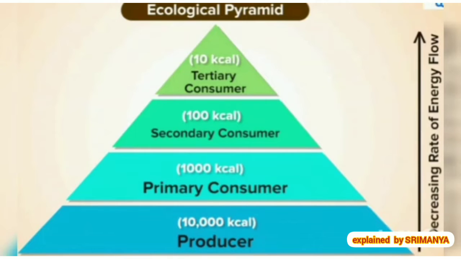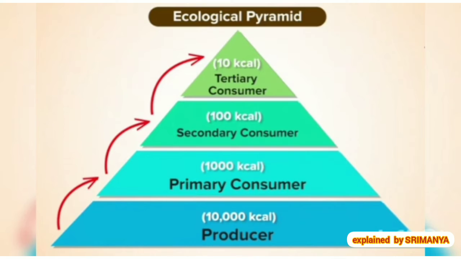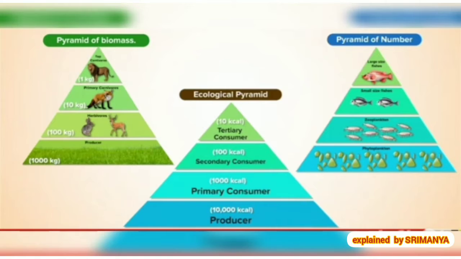It was first introduced by a British ecologist, Charles Elton, in 1927. In the ecological pyramid, the producers are represented at the base and the successive trophic levels are represented one above the other, with top carnivores at the tip. There are three types of pyramids: pyramid of number, pyramid of biomass, and pyramid of energy.